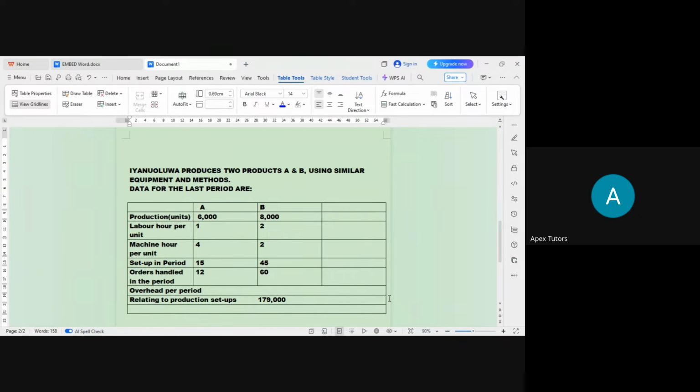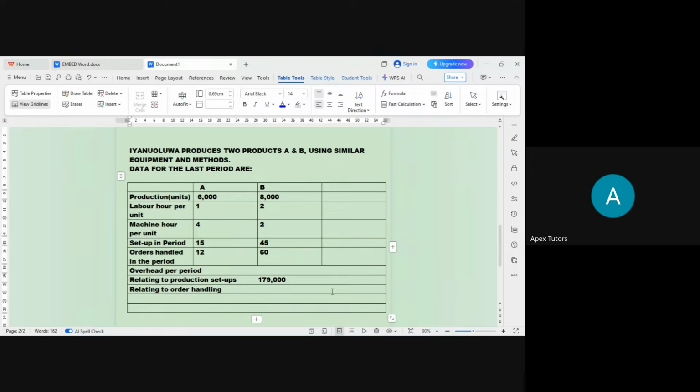And we have the overhead relating to order handling. Now, lest I forget, questions on activity-based costing can come in diverse ways. I forwarded a slide on the platform. You see a question I solved using another approach. The question is in the ACCA study pack, so I adopted the question and solved it. If you pick the slide, you can go through from the beginning and see some questions I solved.